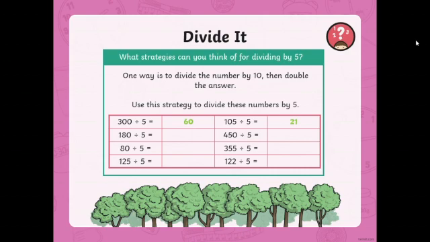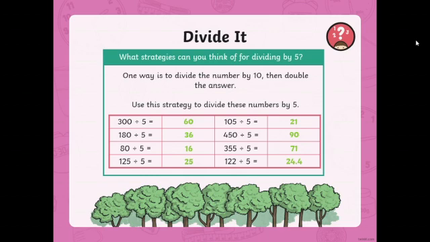Okay, so I'll quickly go through the rest of these answers for you. You should have 36. 450 would be 45, and then double it is 90. 80 would be 16, 355 would get you an answer of 71, 125 divided by 5 would be 25, and 122 divided by 5 is 24.4. So that's quite a good method for dividing by 5. Divide by 10 and then double your answer.